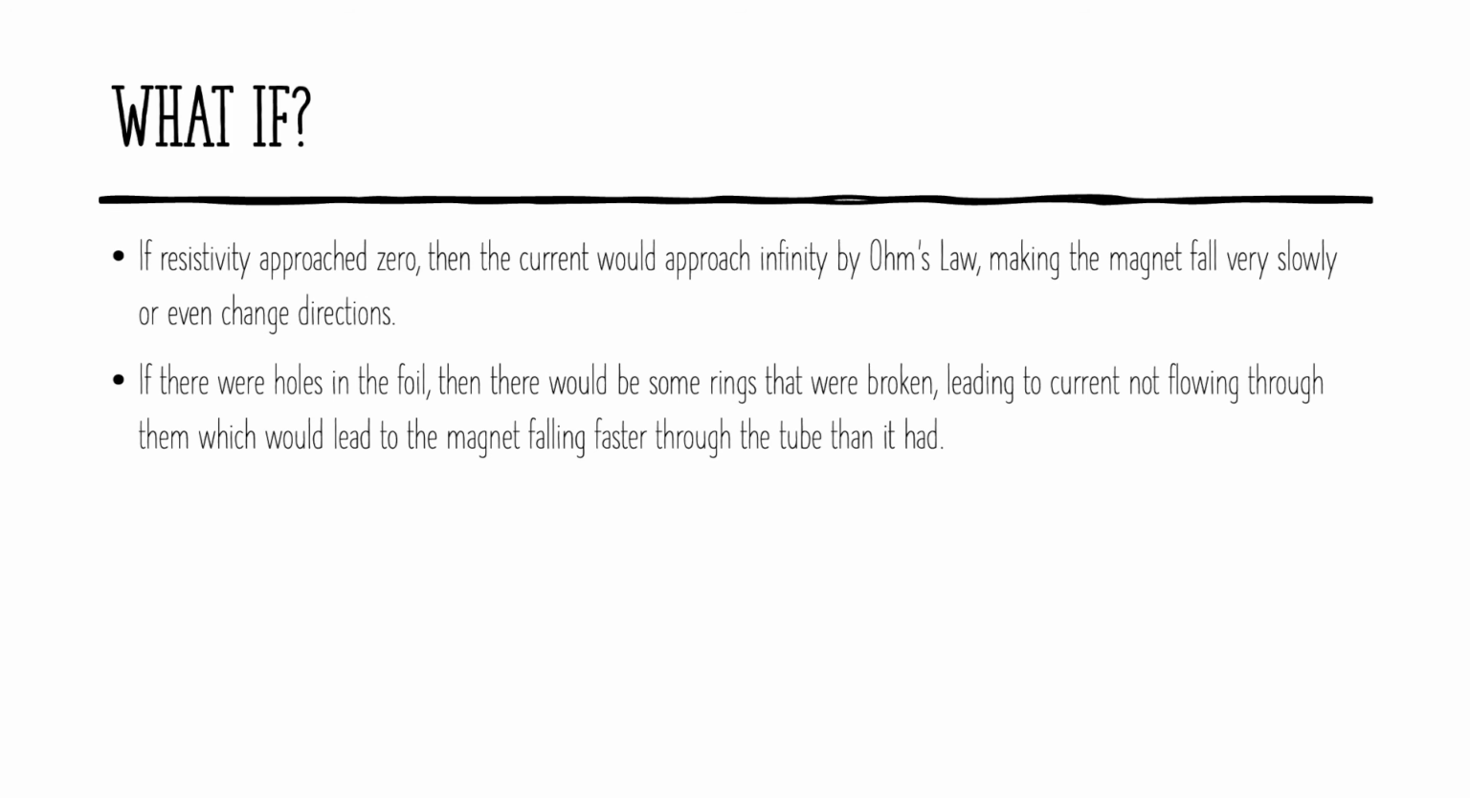If there were holes in the foil, then there would be some rings that were broken. This would lead to a decreased current and therefore a decreased total force acting on the magnet. This would lead to the magnet falling much faster through the tube, depending on how many holes there were.